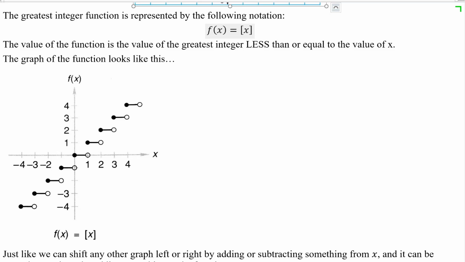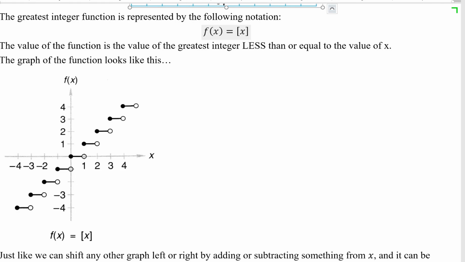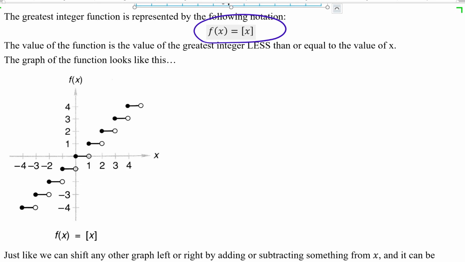Okay, so part of the reason we're talking about piecewise functions is because there's a really important function called the greatest integer function. And this is what it looks like. All right, this function has a special notation. It looks like this. Whenever you see those square brackets around x, it means wherever you are on your x-axis, so whatever x you pick, you are looking for the greatest integer that is less than or equal to x.